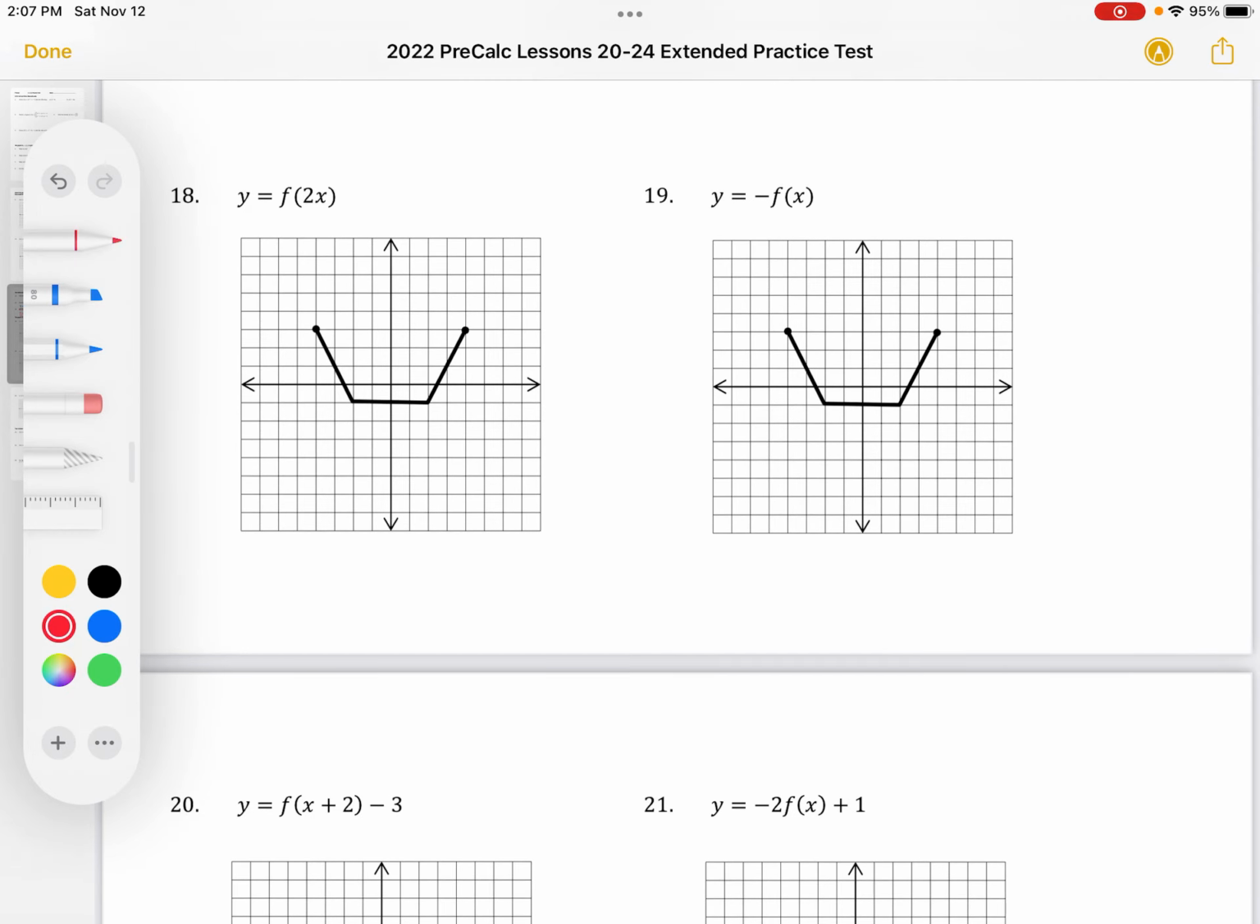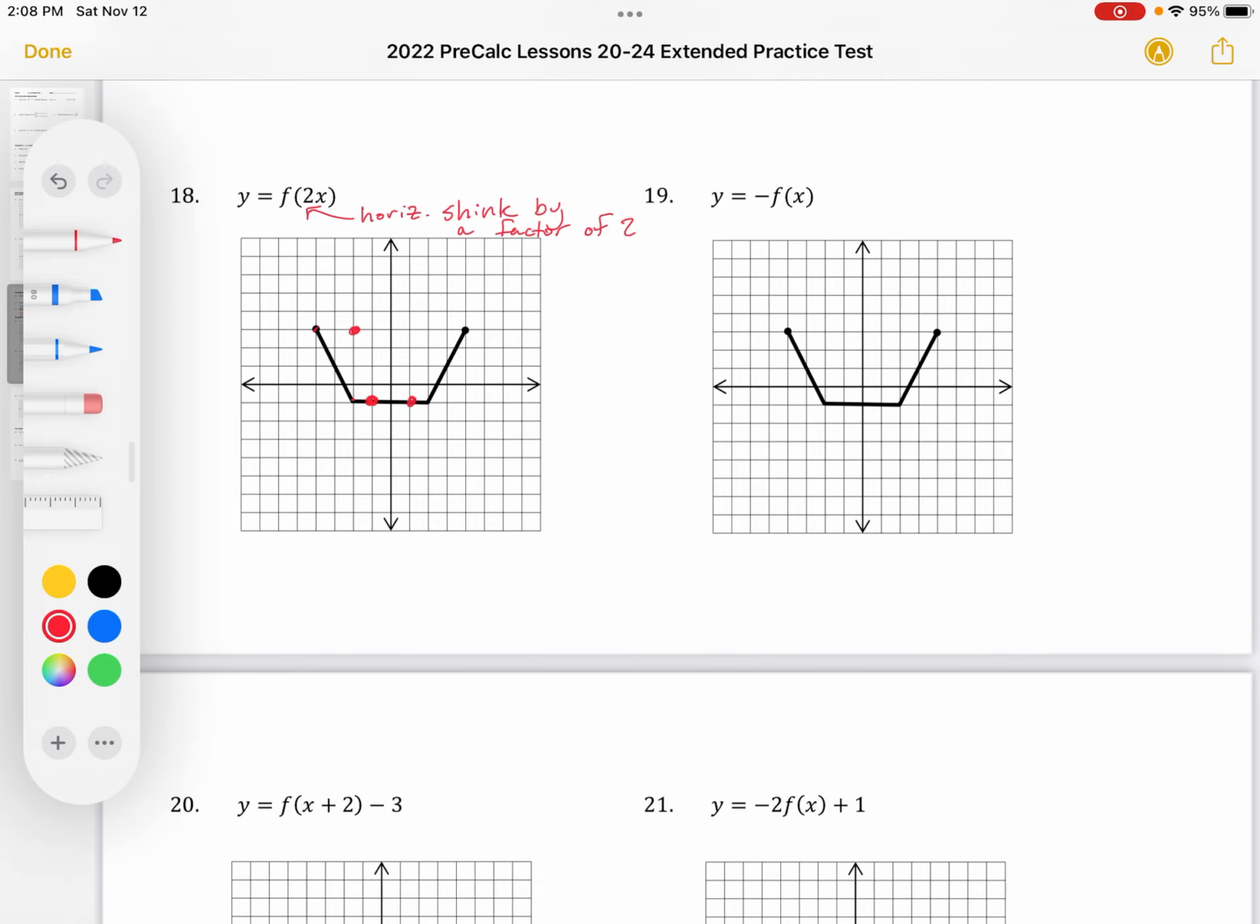In number 18, we have a horizontal shrink by a factor of 2. So all of my x values are going to get cut in half. The height of this graph is still going to be the same. So this first point currently is at -4. If I cut that in half, it's going to be at -2. This second point of interest is at -2, so it's going to shrink in half and be at -1.